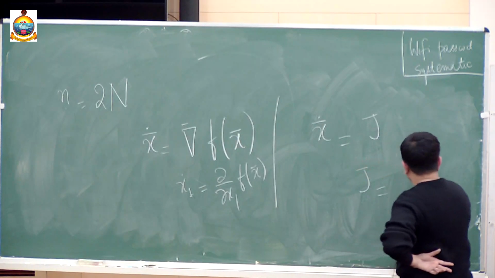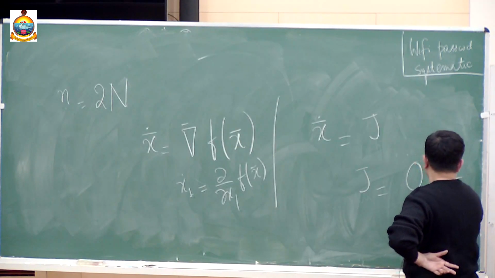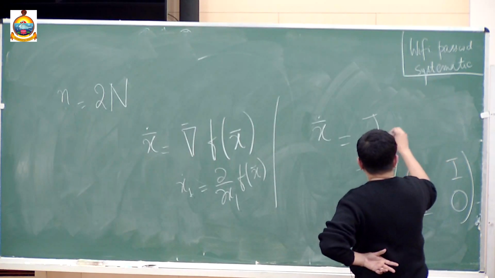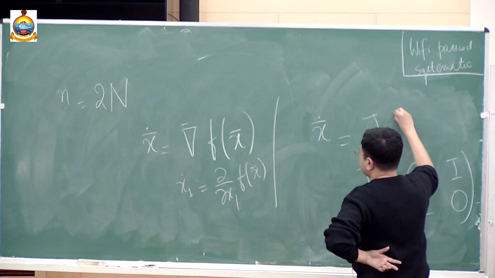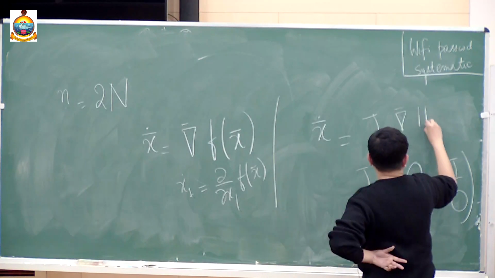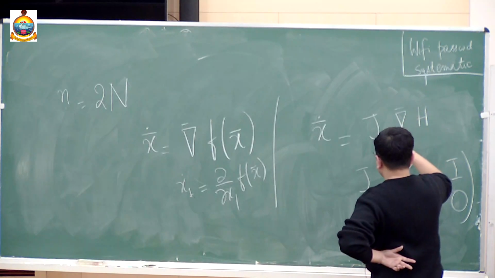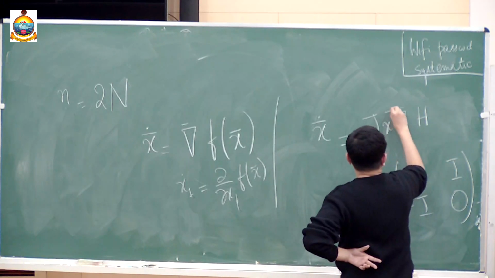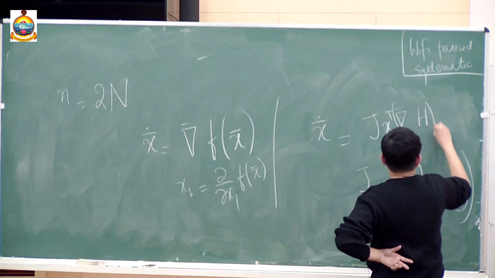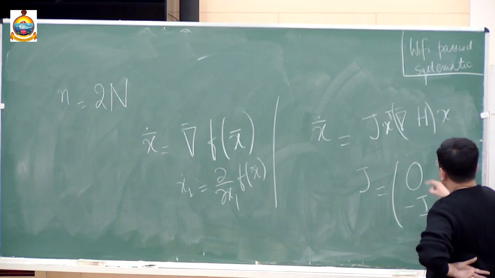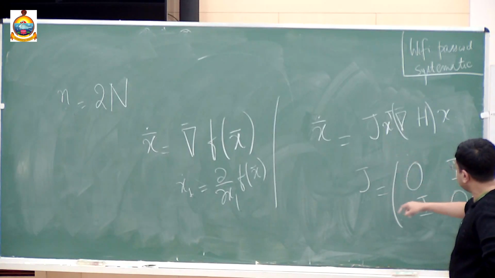So this J is this matrix. So it is 0, I, minus I, 0, and you have the derivative with respect to the Hamiltonian. I have to put x dot equals J times the derivative of H with respect to x, something of this sort.